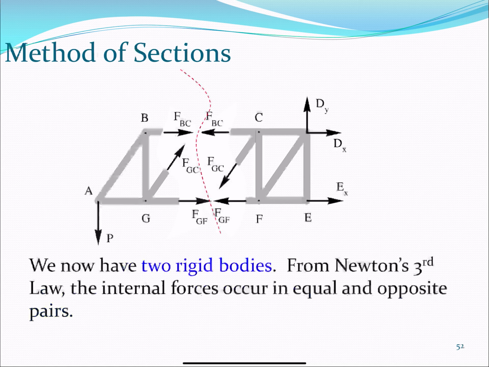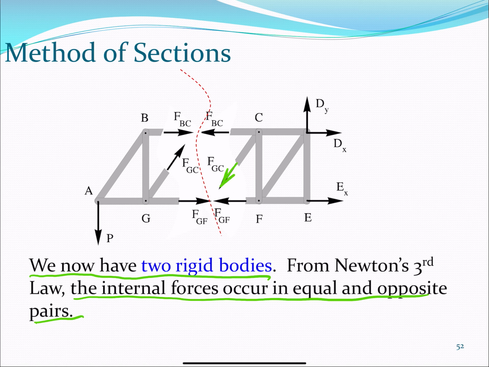So we uncovered the forces, right? And now we have 2 rigid bodies. Now, from Newton's third law, the internal forces occur in equal and opposite pairs. So this force here, FGC, is exactly equal in magnitude to this FGC, but opposite in direction. And the same happens with this one. FBC is exactly the same as this FBC.